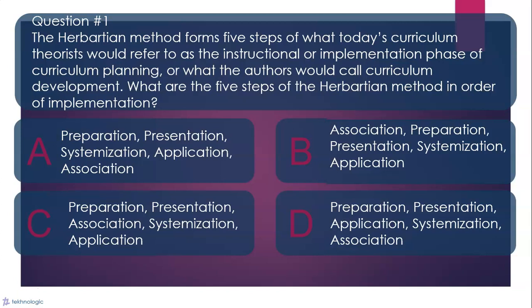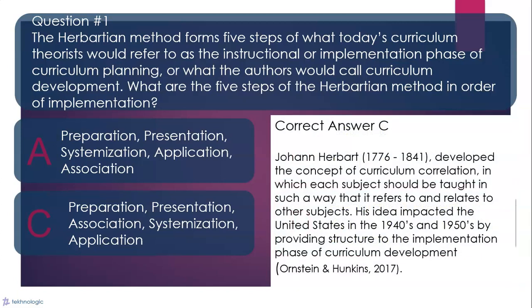The correct answer is C. Johann Herbart (1776–1841) developed the concept of curriculum correlation, in which each subject should be taught in such a way that it refers to and relates to other subjects. His idea impacted the United States in the 1940s and 1950s by providing structure to the implementation phase of curriculum development. The Herbartian method includes the following 5 steps.